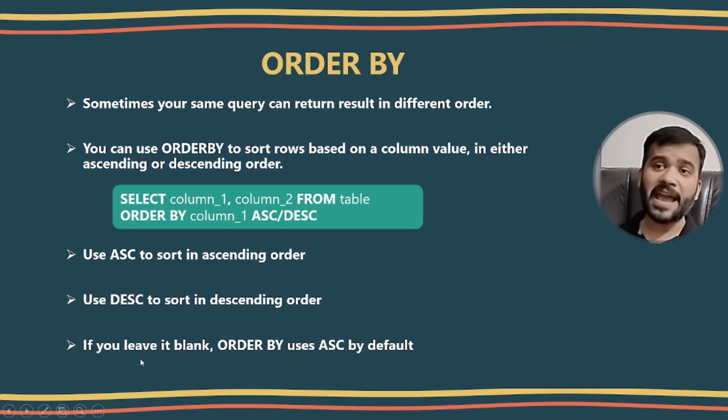If you leave it blank, let's say you write ORDER BY your column name and you have mentioned nothing, then it will automatically apply ascending order. So by default it is ascending. If you want your data to be in descending order, then you have to mention DESC after the ORDER BY column name. Okay, let's understand it in pgAdmin.